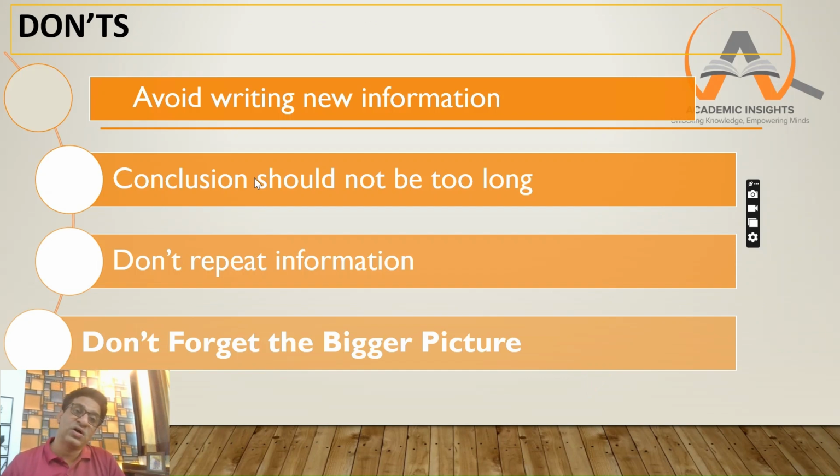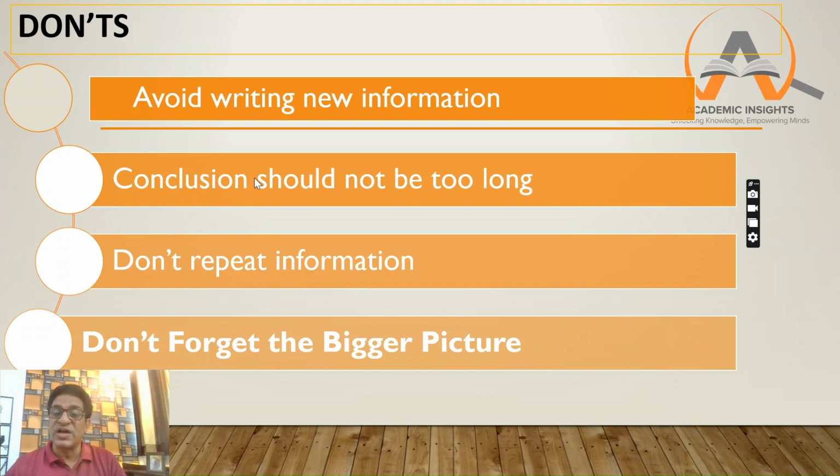Again, I am telling you the do's and don'ts. What we have to avoid in writing the conclusion is any new information. Sometimes we try to write something new which is not a part of our study. We have to avoid this, and the conclusion should not be too long either. The length is again 150 to 300 words, not more than that. Sometimes I have seen in my experience that students repeat the same information they wrote in the introduction and the abstract. We have to avoid this repetition of information.